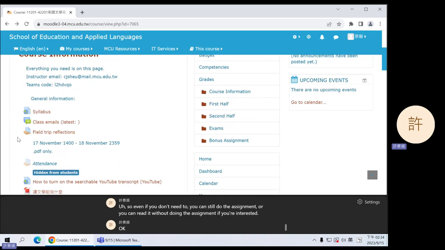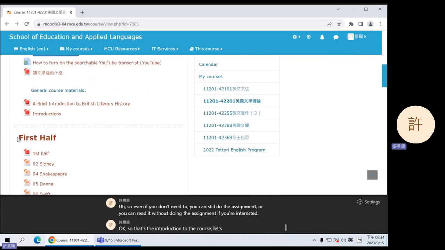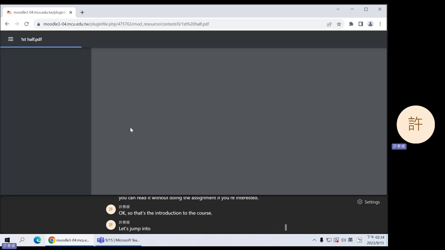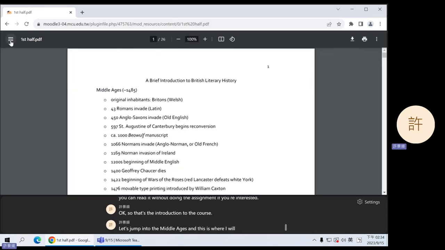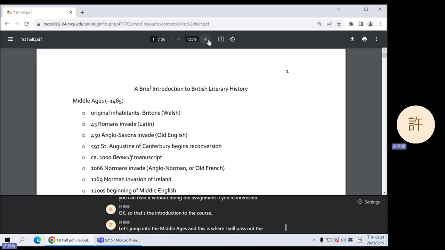Okay, so that's the introduction to the course. Let's jump into the Middle Ages. And this is where I will pass out the handout. 我来发讲义.